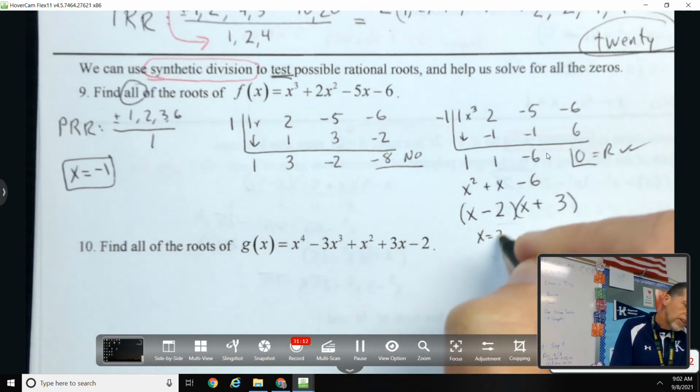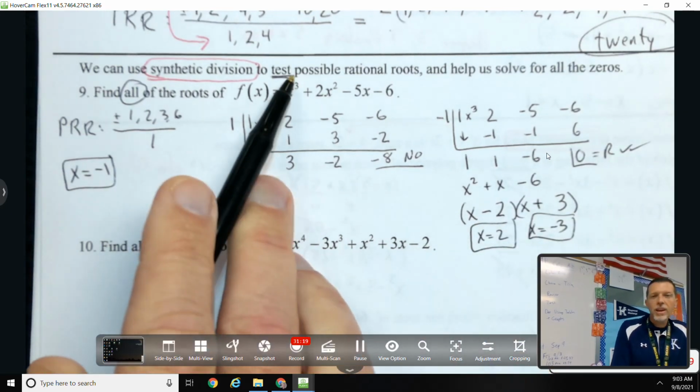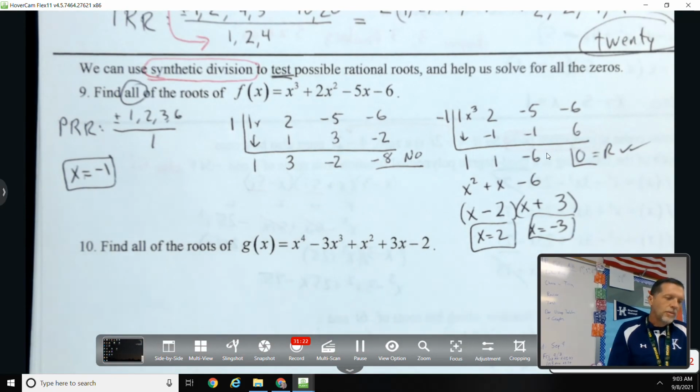X equals 2, x equals -3. We knew from the get-go that this would have 3 answers, and we found it.